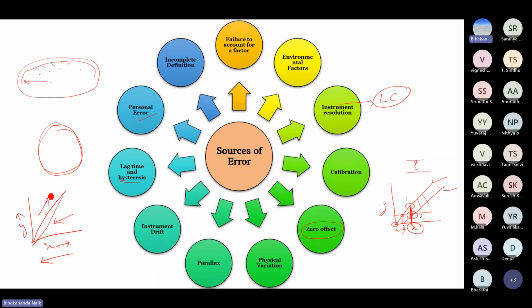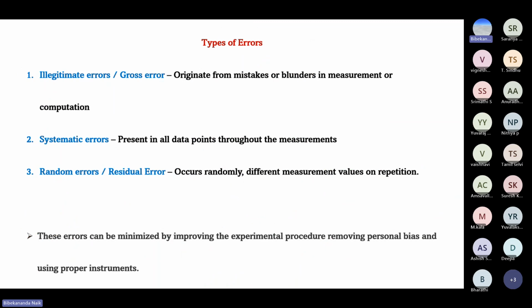So these are a few sources of error, and if you broadly divide the errors into fundamental types, there are mainly 3 types of error that are composed of all these previous sources of error we discussed. Some of them lie in systematic error, some of them lie in gross error, and some of them lie in random or residual error.